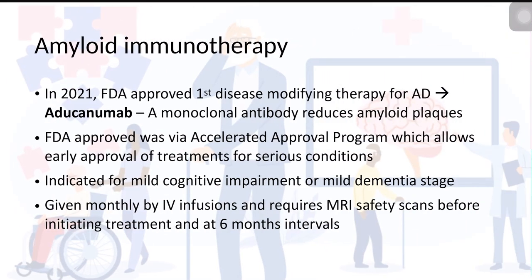Coming to amyloid immunotherapy, that is a biologics we are using here. In 2021, first FDA approved drug came, that is Aducanumab. It is a monoclonal antibody which is reducing the amyloid plaques. It is FDA approved via accelerated approval program, which allows early approval of treatments for serious conditions. It is indicated for mild cognitive impairment or mild dementia stage.